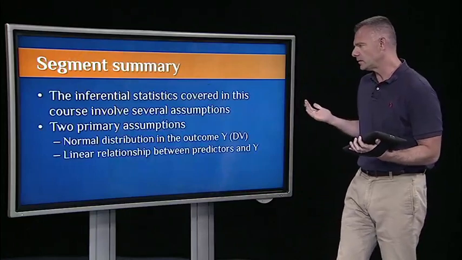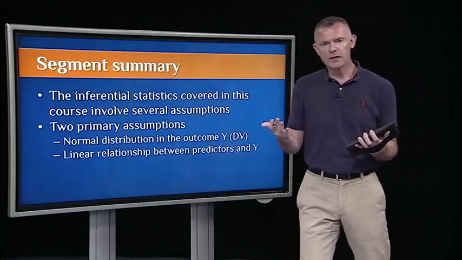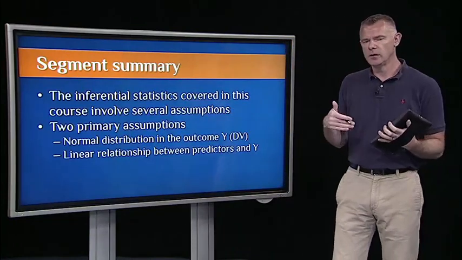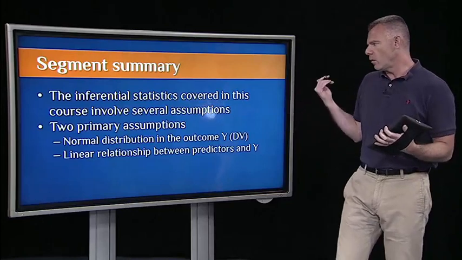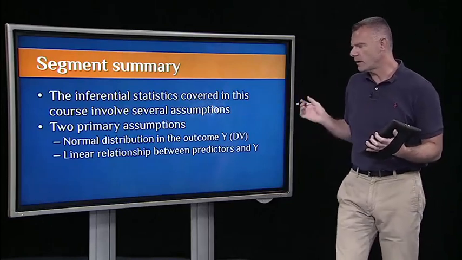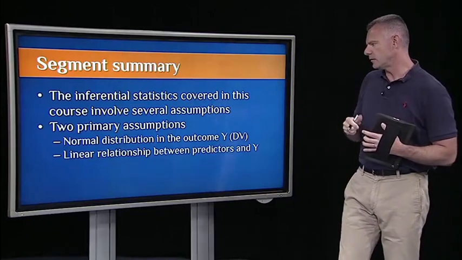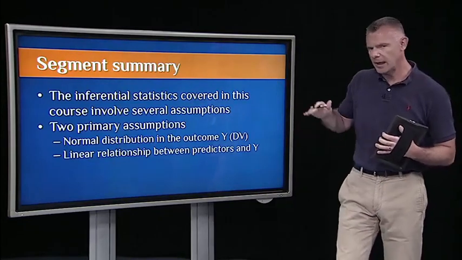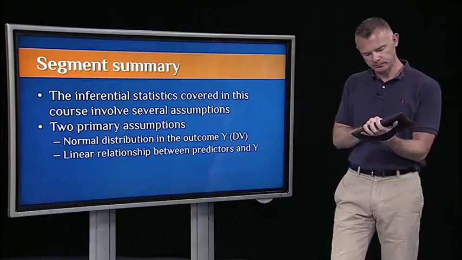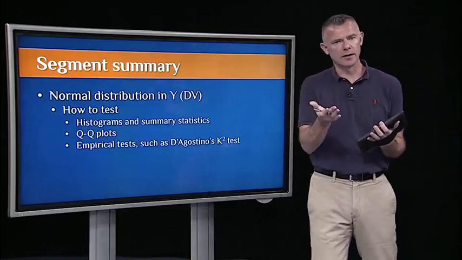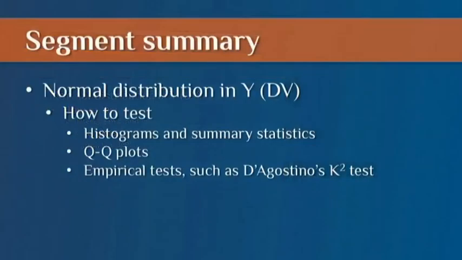So to wrap up this segment, all of the inferential statistics that we covered in this course involve several assumptions. Along the way, we saw that there are 2 primary assumptions that place big constraints on what we could do. That is the normal distribution assumption and the linear relationship assumption. How do we test for normal distributions? Well, we can look at histograms and summary statistics. We could look at these QQ plots, or there are empirical tests that you can also conduct.